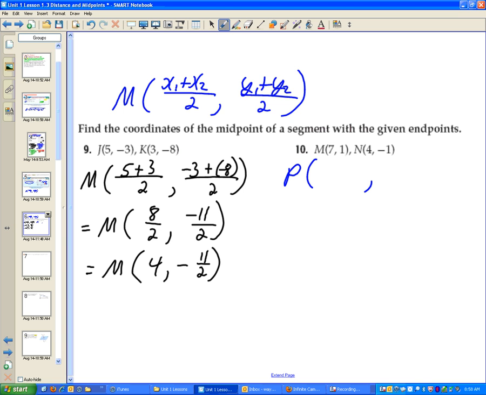All right. To get the x-coordinate, what two numbers do I add together? 7 plus 4, then I've got to divide by 2. To get the y-coordinate, what two numbers do I add together? 1 plus -1, then I've got to divide by 2. 7 plus 4, so I'll get 11 halves. And 1 plus -1, and what's 0 divided by any other number? So I can be done right then, can't I?